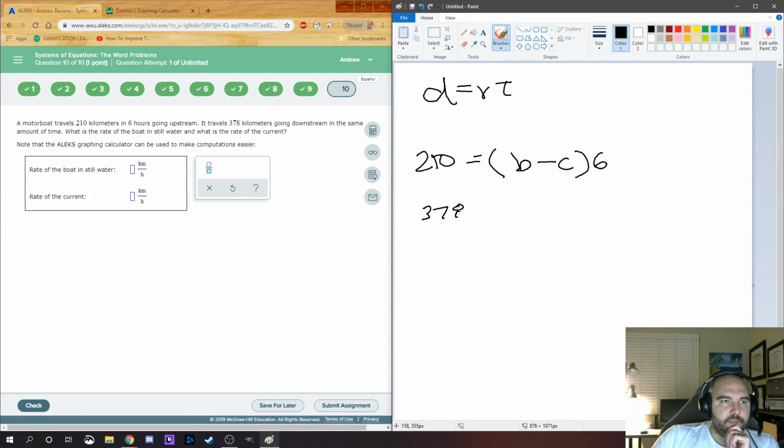Similarly, you can go 378 kilometers going downstream. When you go downstream, the current is helping you along, not hurting you or whatever. And it says it does that in the same amount of time.